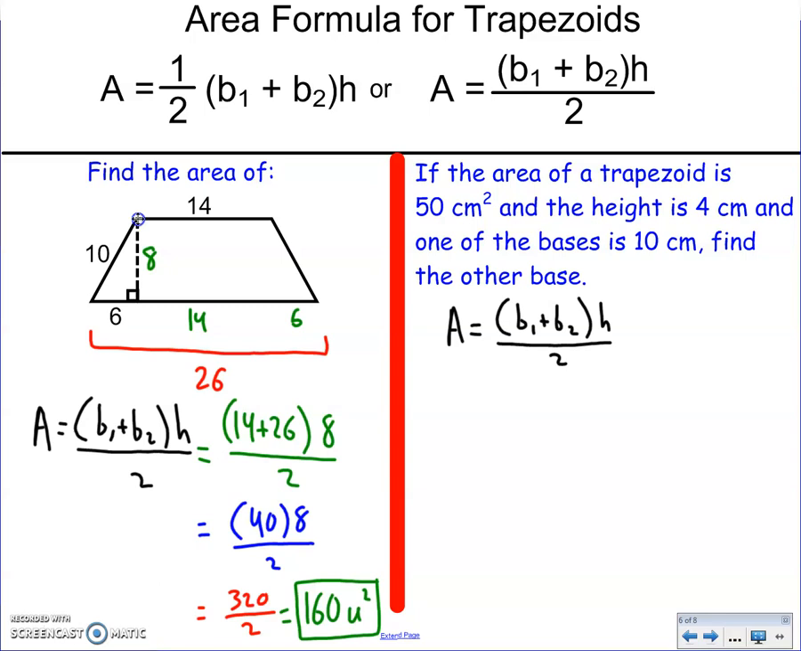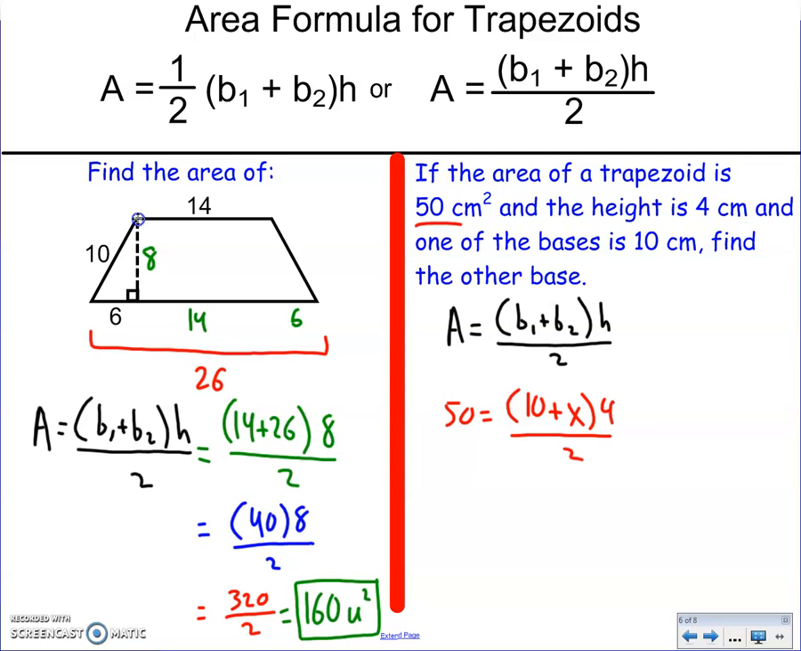Fill in the formula. Area is 50, so 50 equals. One base is 10, the other base is missing. Call it x. We're going to leave it as b2. I'll call it x. Times the height. The height is 4, all over 2.